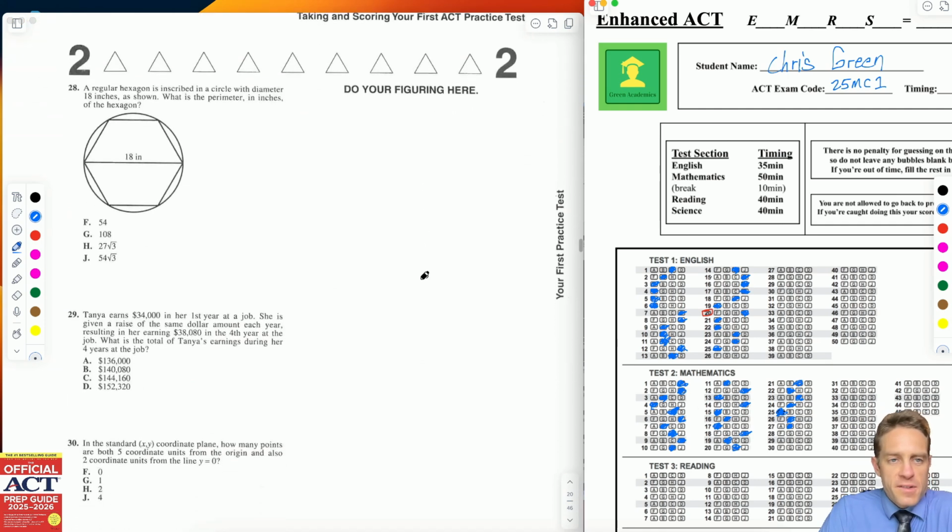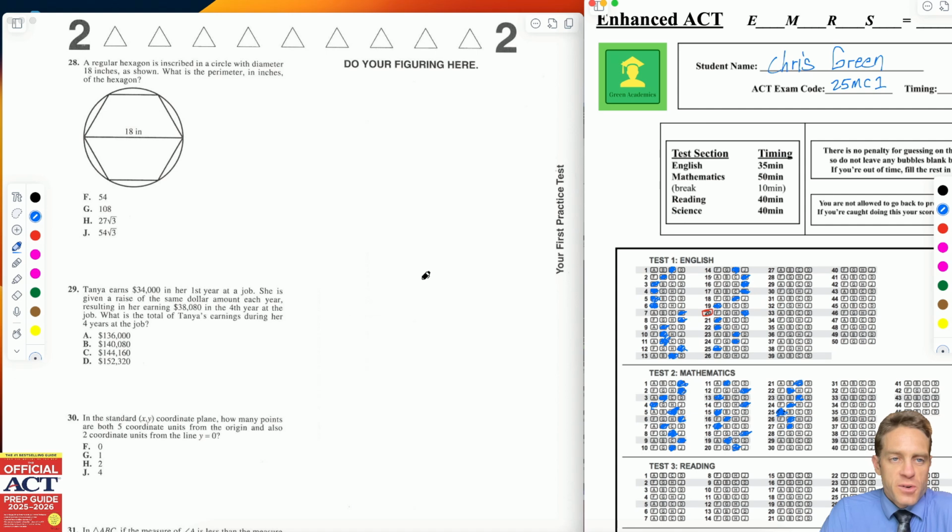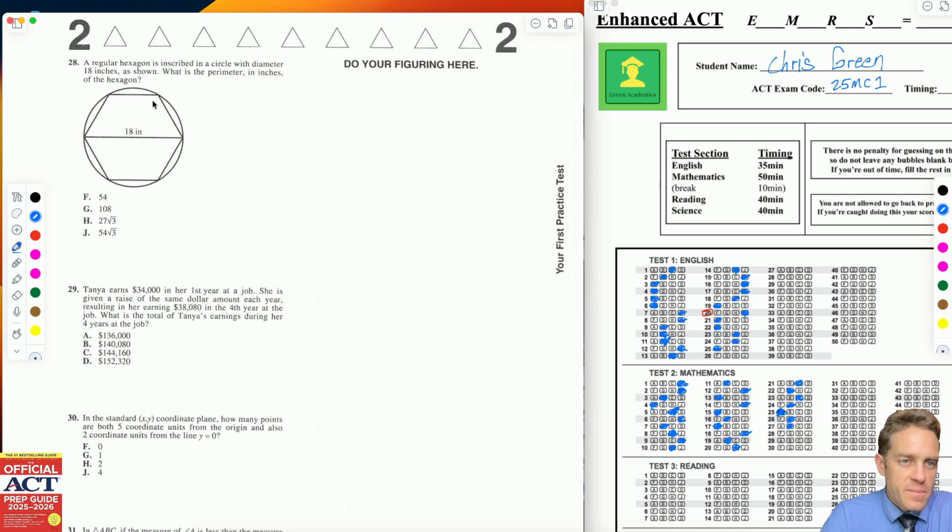A regular hexagon is inscribed in a circle with diameter 18 inches as shown. What is the perimeter in inches of the hexagon? So I just remember from experience, having done a million of these classic geometry questions, when you break up a regular hexagon as such, it breaks up into 6 equilateral triangles. You can show why, because each of the central angle measurements would be 60. And then since this and this are both radii, then this angle is equal to that angle. And if this is a 60, then those are also both 60s. So it breaks into equilateral triangles.